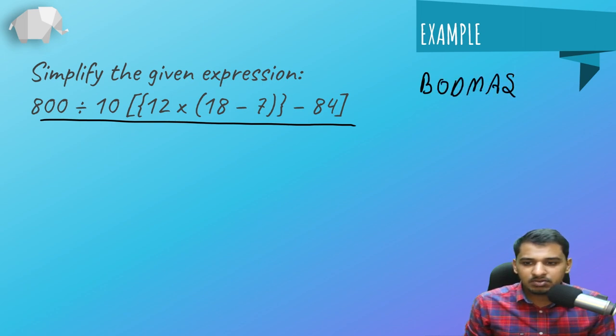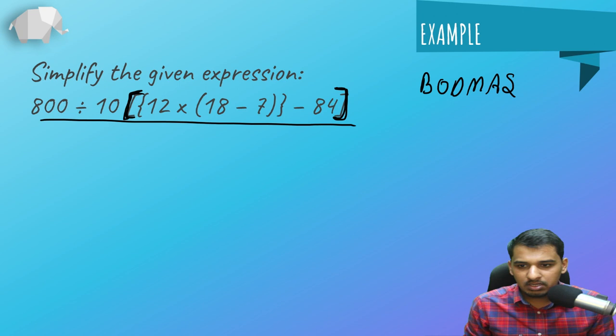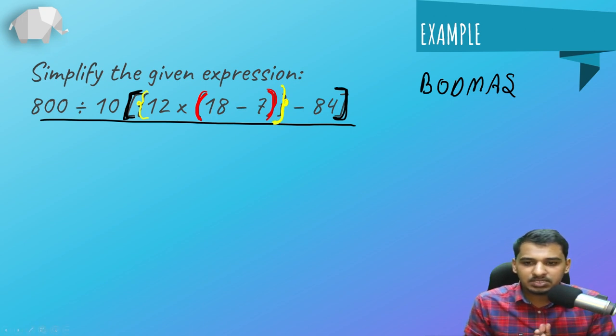Now, before starting the question, you can see that there are 3 kinds of brackets. So I will be coloring them differently. This yellow one is the curly one. And now let me make this red color. This is the round one. So these are the 3 brackets which are present.